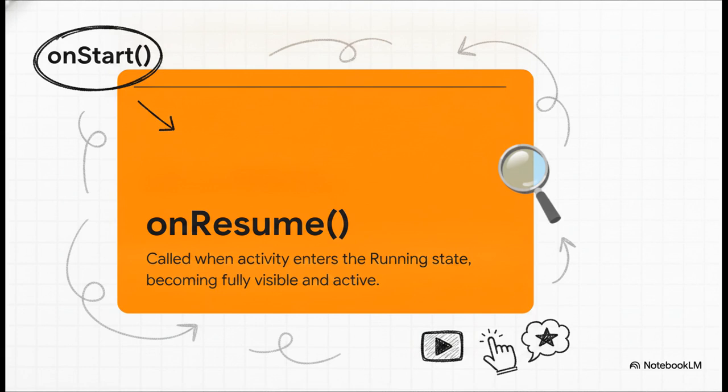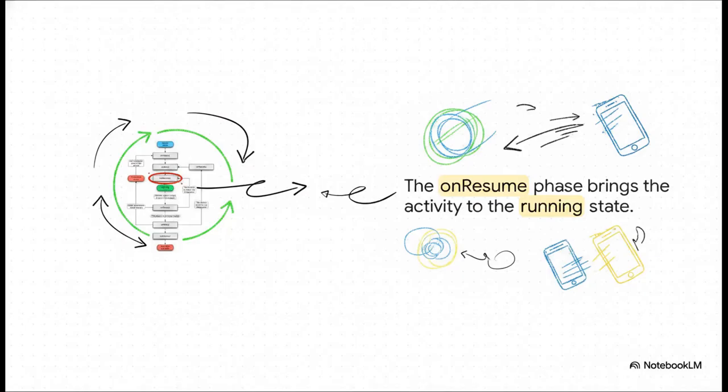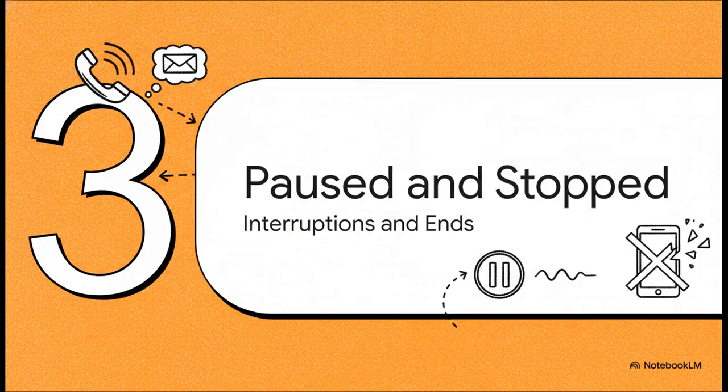When onResume gets called, your activity enters the running state. It is fully visible on the screen, your animations start firing, and the user can finally interact with your buttons and text fields. Resume brings the activity directly into that active running state. And honestly, it just hangs out in this loop as long as the user is actively engaged. If the app happens to lose focus for just a split second but comes right back, it loops straight back into resume. But what happens when real life interrupts? The phone rings or the user switches over to answer an email. Let's figure that out in section 3, paused, stopped, and destroyed.